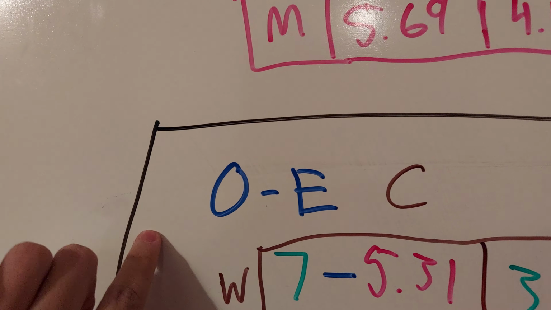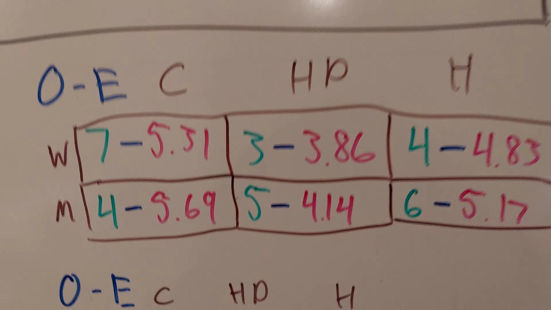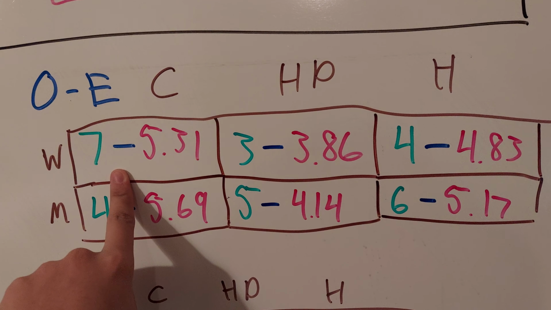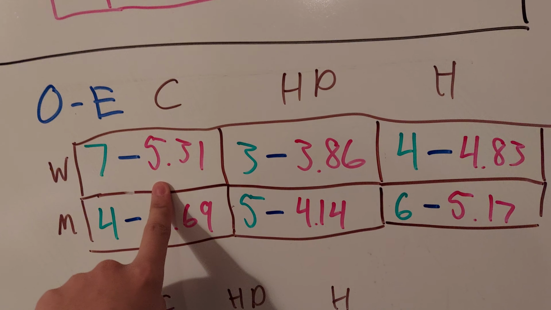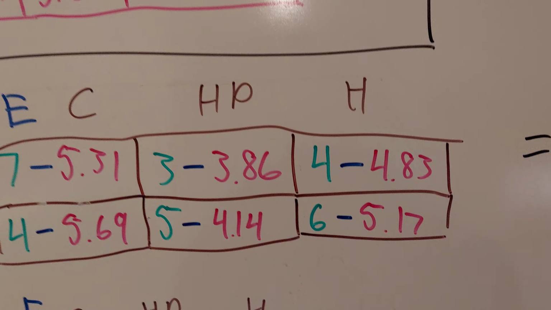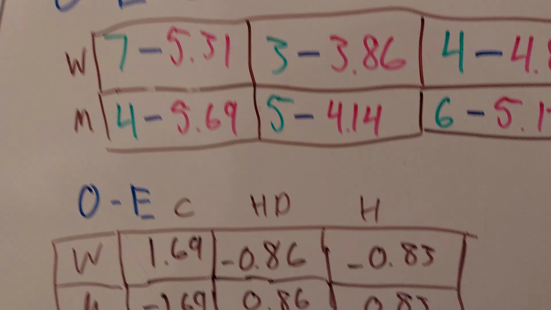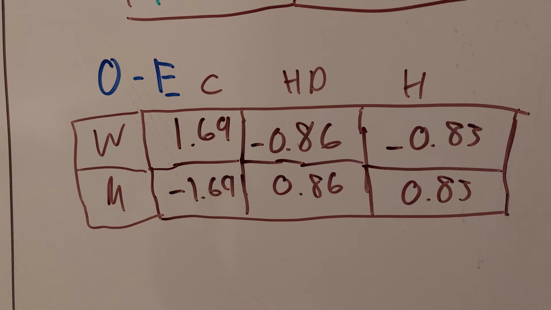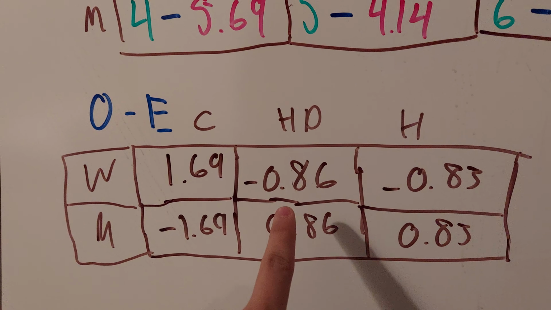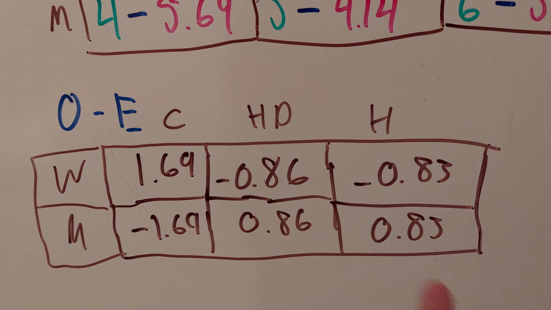Now we're going to do this part, the observed minus the expected. I wrote everything out so you don't have to. We got the 7 women that ate the chicken minus the 5.31 chicken that are expected. You would do that for each and every one of them. This is what they look like, and when it's solved, these are our values in brown. So we got women 1.69, negative 0.86, negative 0.83, men negative 1.69, 0.86, and 0.83.